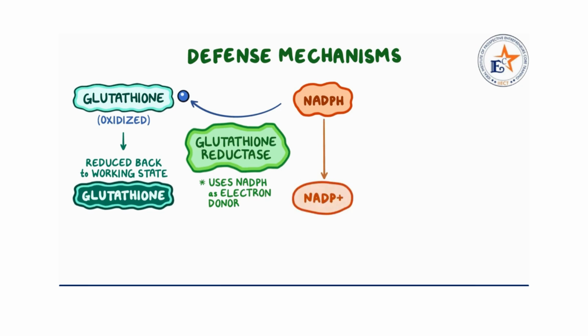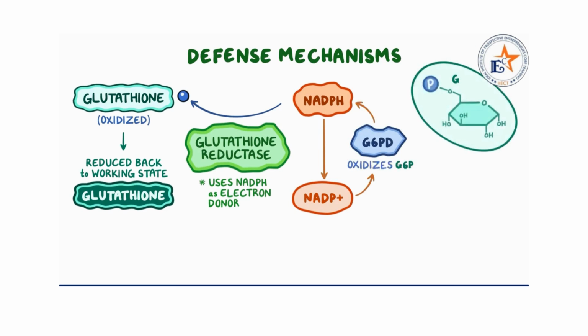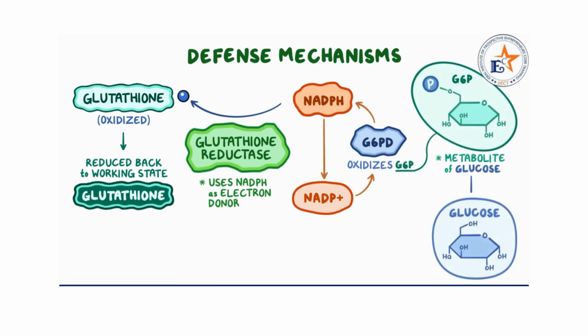So to replenish the supply of NADPH, an enzyme called glucose-6-phosphate dehydrogenase, or G6PD, reduces NADP+ back to NADPH by oxidizing glucose-6-phosphate. Glucose-6-phosphate is a metabolite of glucose, so we usually have a ready supply of this molecule as long as we're not starving.